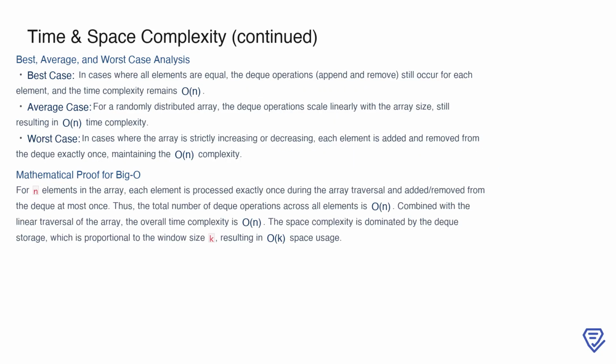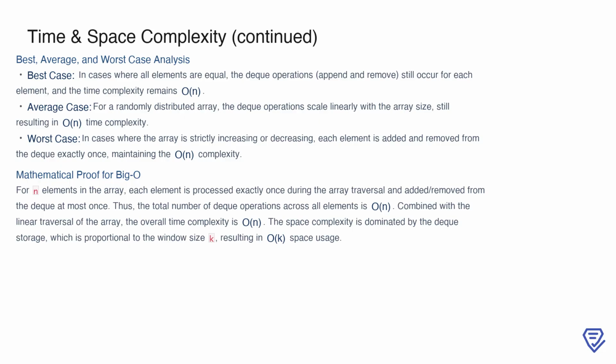Finally, let's analyze the best, average, and worst-case scenarios for the optimized solution. In the best case, where all elements in the array are equal, the deque operations still occur for each element, and the time complexity remains O(n). In the average case, for a randomly distributed array, the deque operations scale linearly with the size of the array, which also results in O(n) time complexity.